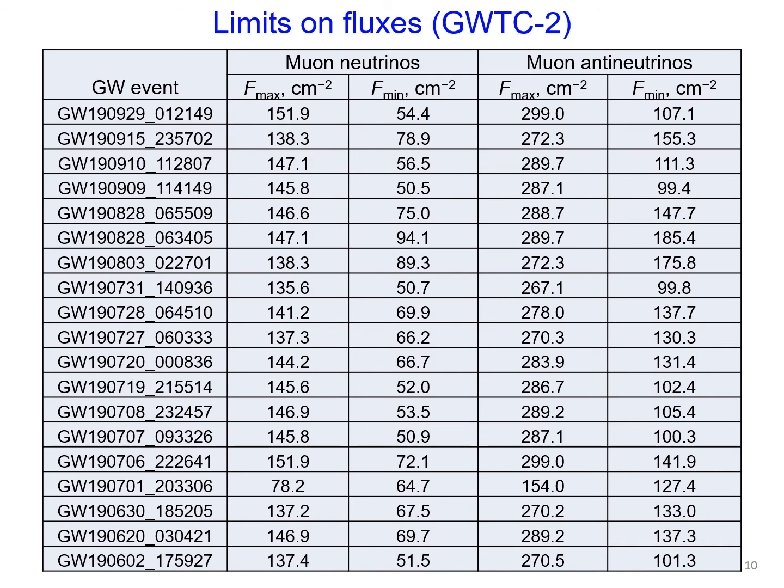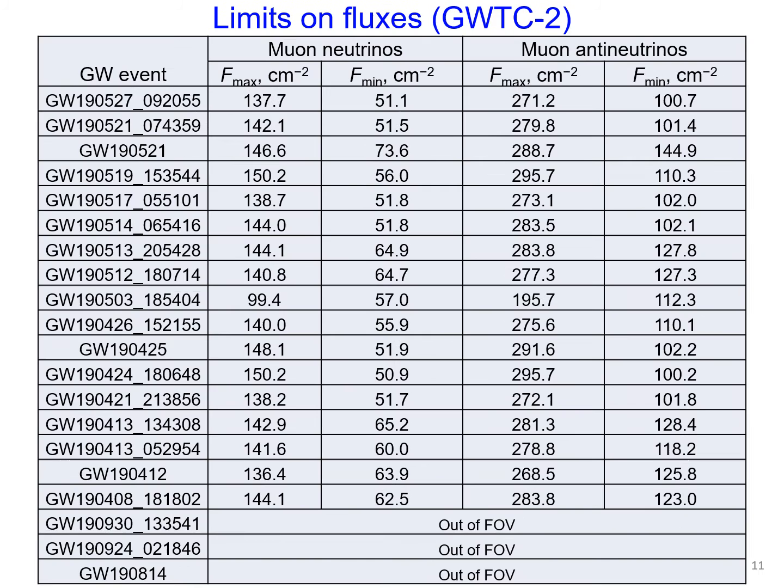Limits on fluxes have been calculated for muon neutrinos and antineutrinos, and this slide shows limits on fluxes for the first half of the second gravitational wave transient catalog. The second half of limits calculations for the second catalog is shown here. 3 events were out of field of view of the telescope.